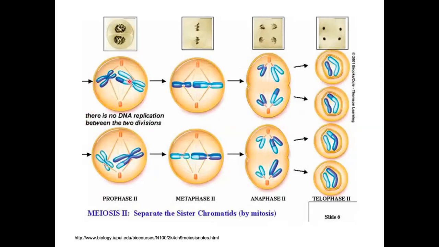And so you're going to take these 46 chromosomes and their duplicates, and then you're going to split them into ultimately 23 chromosomes, 23 chromosomes, 23 of the duplicates, 23 of the duplicates. So this is prophase 2. Metaphase 2, they line up. Anaphase 2, they move away, and telophase 2 is the end.